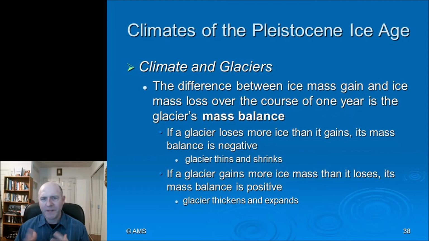So the difference between the ice gain and the ice loss is called the mass balance. If it loses more ice than it gains, it's negative. If it gains more than it loses during the course of a year, it's positive. So the glacier thickens and expands. So it's kind of intuitive.